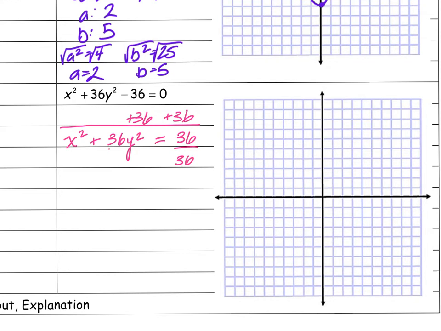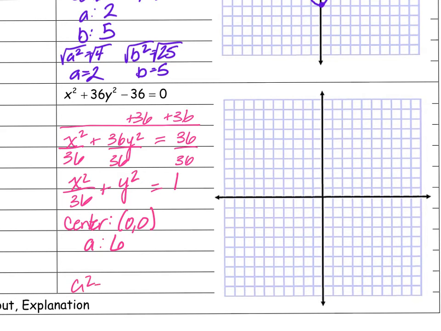Divide by 36. So I get x squared divided by 36 plus y squared equals 1. Okay, so what's the center of my circle? 0, 0. Good. And what does A equal? 6. Because A squared is 36. A squared equals 36. So A is going to be 6. And B is going to be 1. B squared equals 1. So I square root it and it's 1.